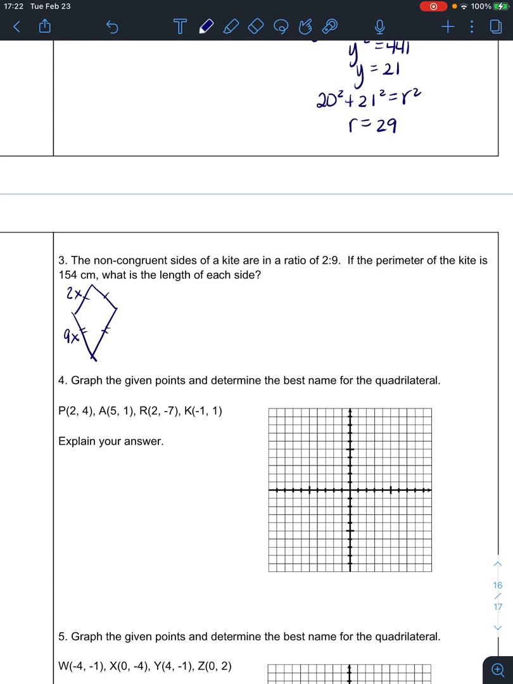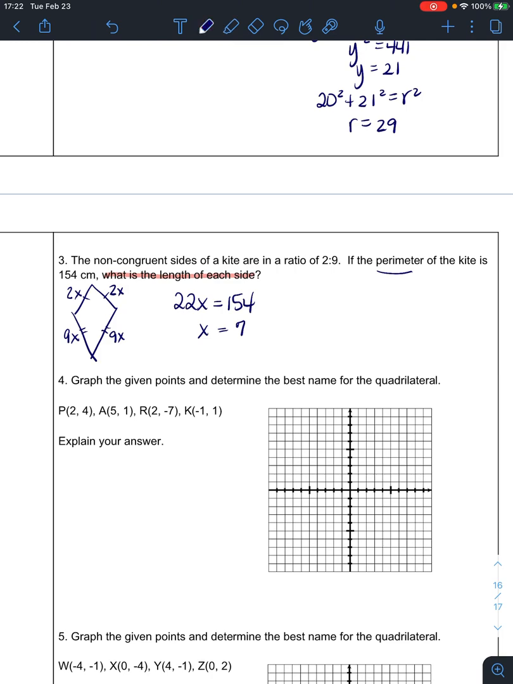Now the perimeter of the kite, that's all the way around, is 154, which means I need all of the sides. So now I've got two 2x's and two 9x's. So 18x plus 4x is 22x is equal to 154. 154 divided by 22 is 7. So x is 7.